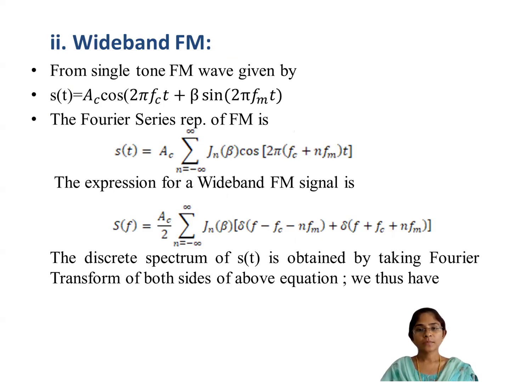So we'll write down the corresponding frequency domain representation S(f). For cos 2 pi (fc plus n fm) t, the Fourier transform is delta of f minus fc plus delta of f plus fc, divided by 2. So here you will get Ac by 2 summation n equal to minus infinity to infinity Jn of beta into delta of f minus (fc plus n fm) plus delta of f plus (fc plus n fm).